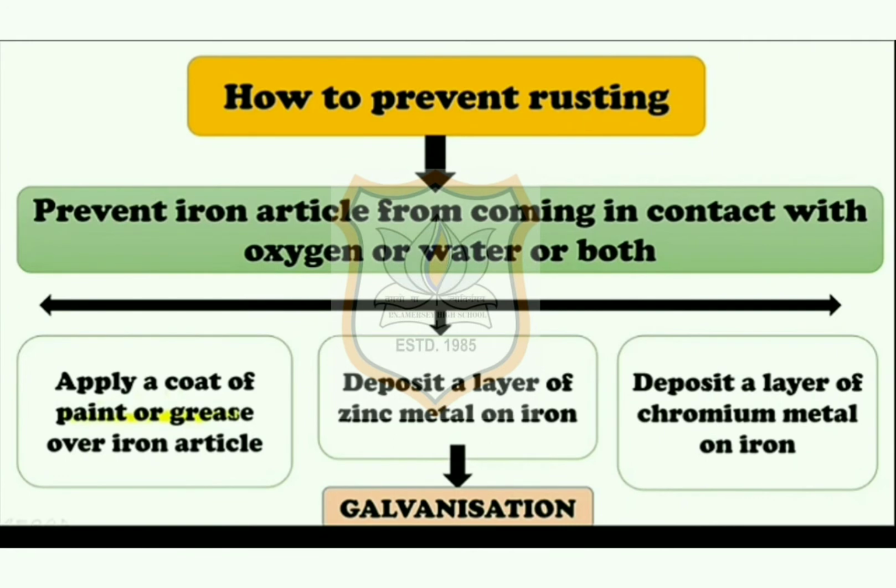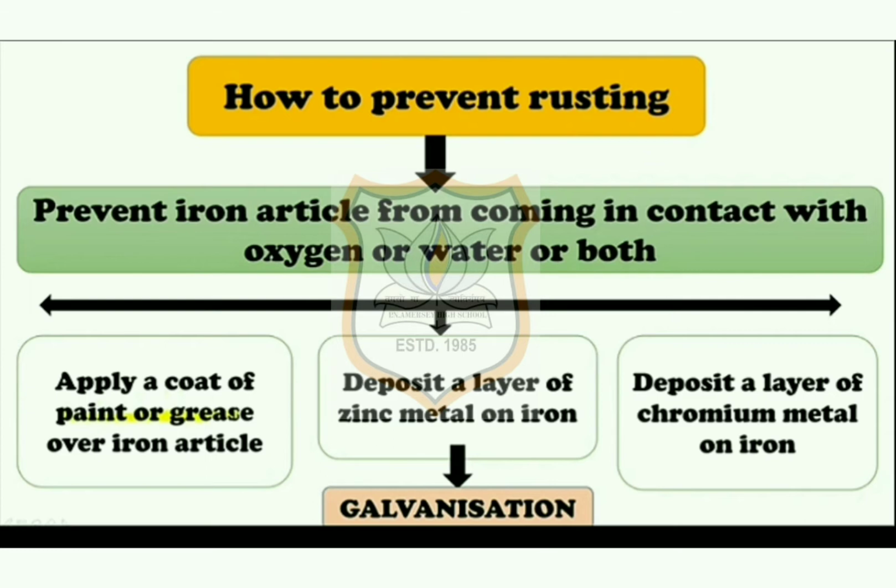So, how do we prevent rusting? Prevent iron articles from coming in contact with oxygen or water or both. One simple way is to apply a coat of paint or grease. In fact, these coats should be applied regularly to prevent rusting.